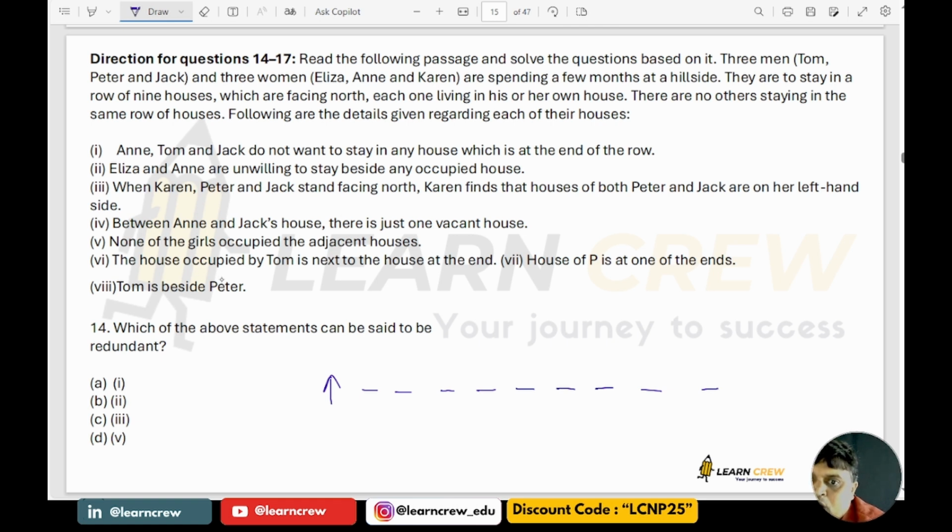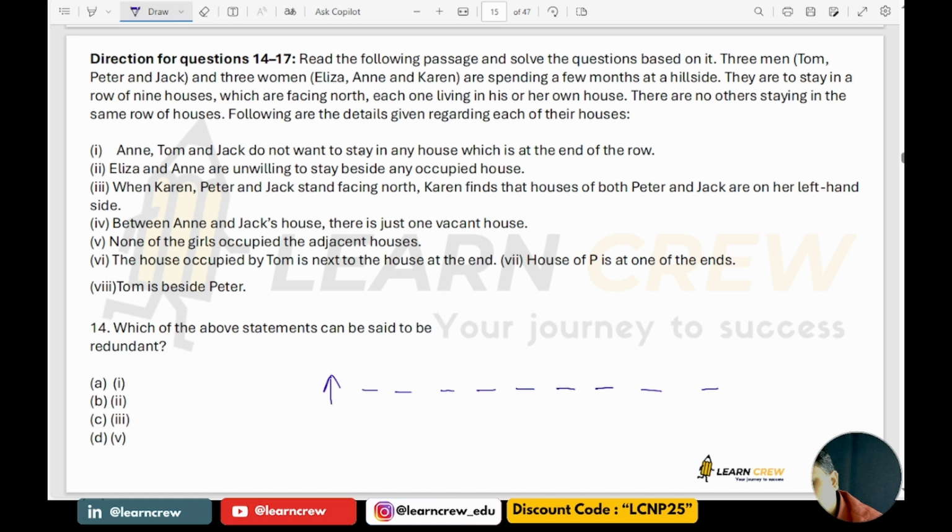The house occupied by Tom is next to the house at the end. House of Peter is at one of the ends. Tom is beside Peter.